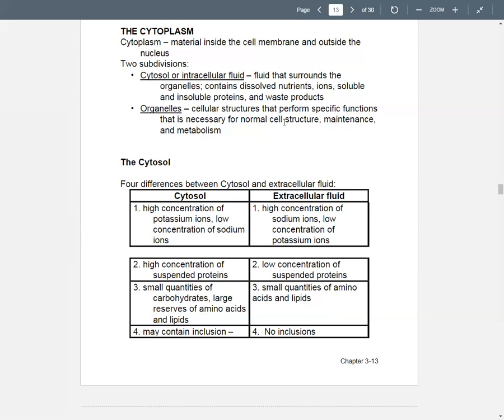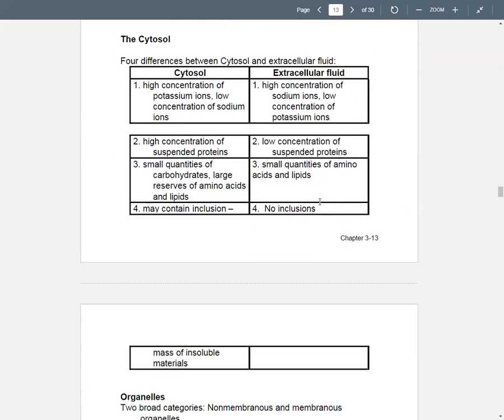Okay? Your cells are the ones that are going to need those amino acids to make proteins, and they need those lipids to make energy. Your cytosol can contain things we call inclusions, whereas your extracellular fluid will not. And the inclusions are just masses of materials that are insoluble in the cytosol.